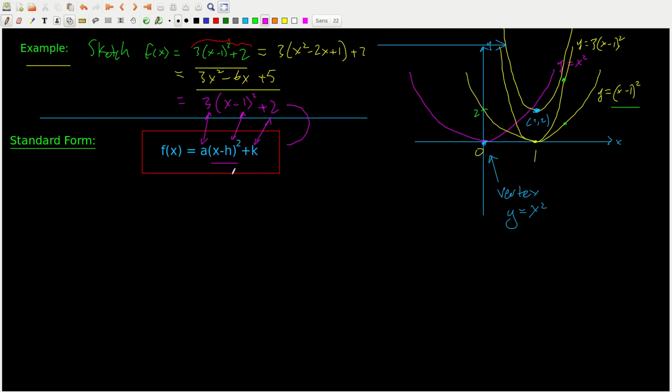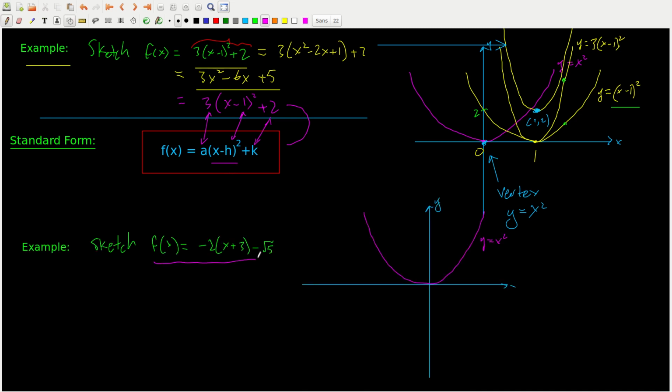So let's have a go at another example. Okay, so here we have an example. It's clearly in standard form. The a is minus 2 here. The h would have to be minus 3. The k is negative 5.